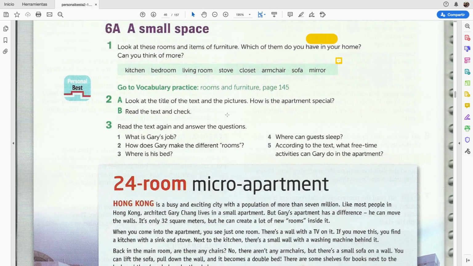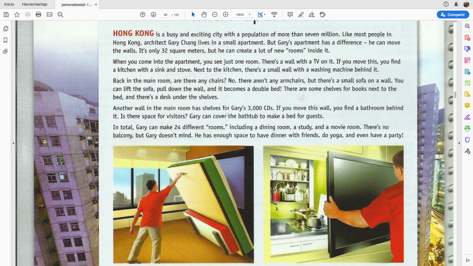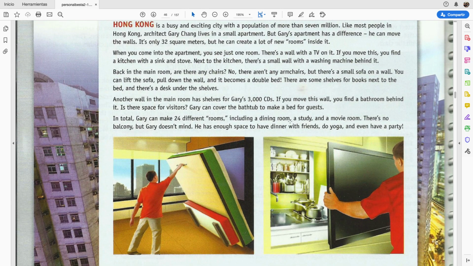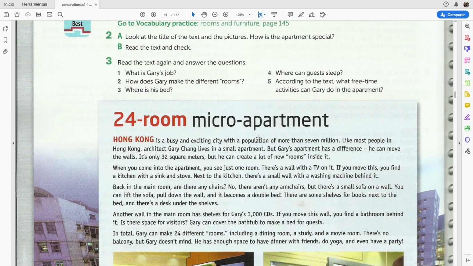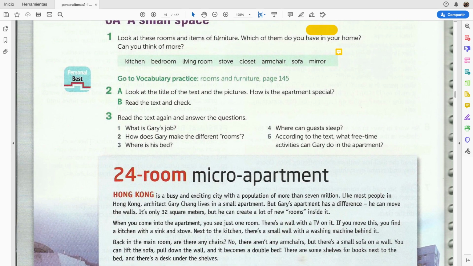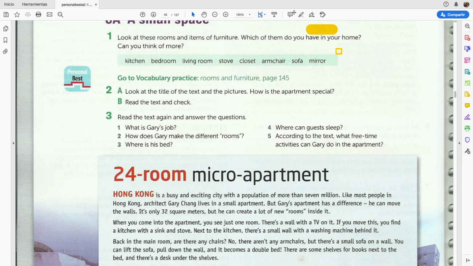But they are not the only parts of the house. Which other parts of the house do we have in a house or in an apartment, for example? Here we have the bedroom, the kitchen, and here in the box there we have some other words related to homes, in general related to houses and apartments. For example, here we have the kitchen, bathroom, the living room, stove, closet, armchair, sofa, and mirror.